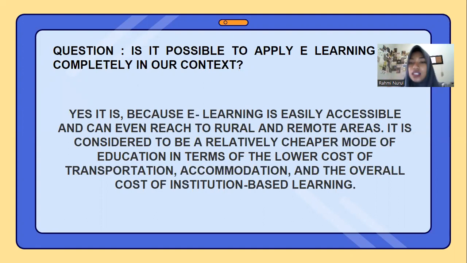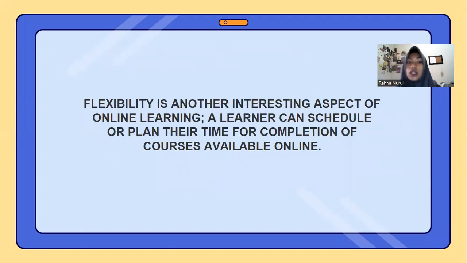Why? Because e-learning is easily accessible and can even reach rural and remote areas, because it is considered a relatively cheaper mode of education in terms of the lower costs of transportation, accommodation, and the overall cost of institution-based learning. And the next point, e-learning is flexible, because a learner can schedule or plan their time for completion of courses available online. That's why I say flexibility.